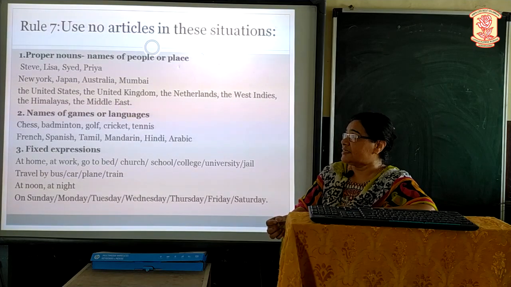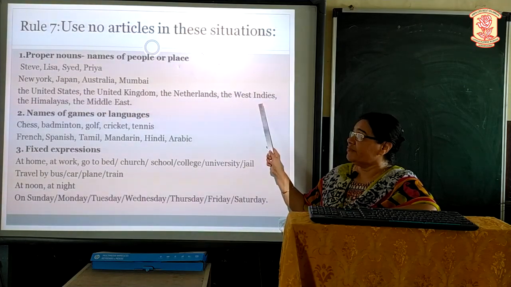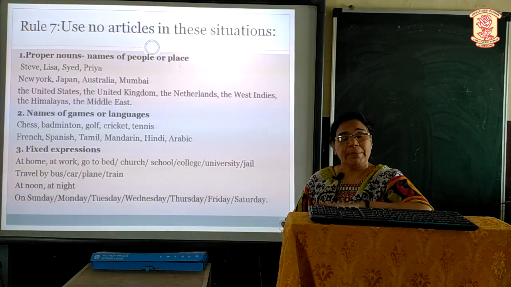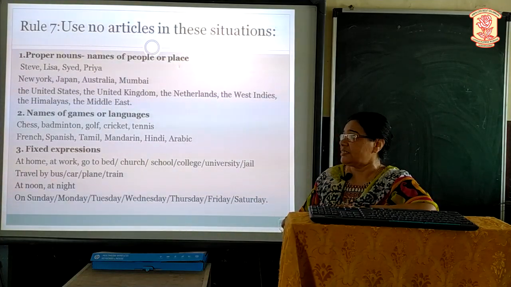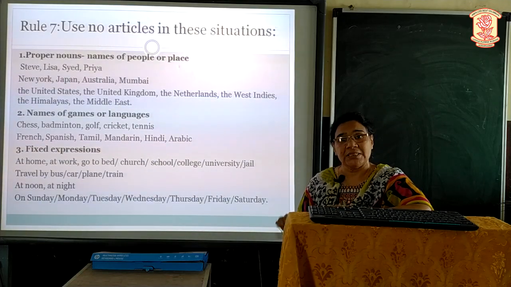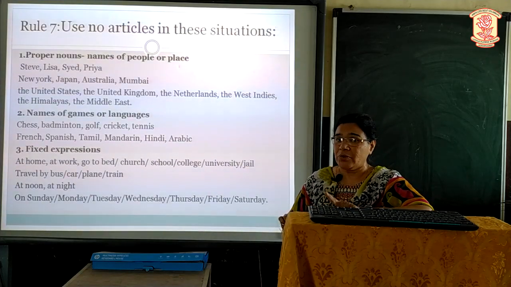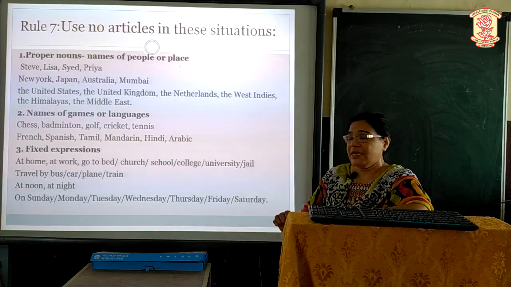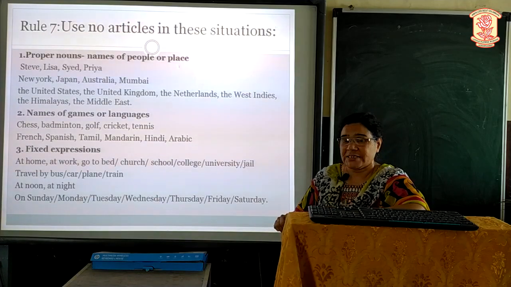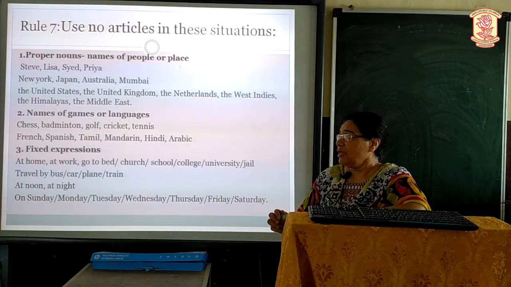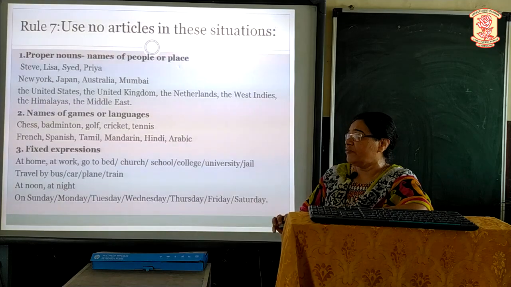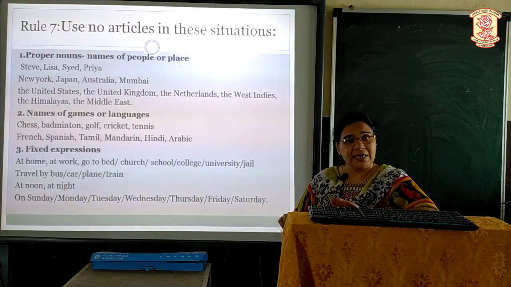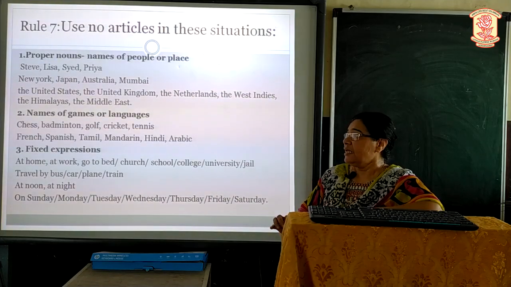Then the United States, the United Kingdom, the Netherlands, the West Indies, the Himalayas, the Middle East. For these you use the, because it is a group of places. For this group of places you use the. When you are speaking of one particular city, you will not use any article. Now, while speaking of the names of games or languages, no article is used. Like chess, badminton, golf, cricket, tennis, French, Spanish, Tamil, no article is used in front of all these games and languages.